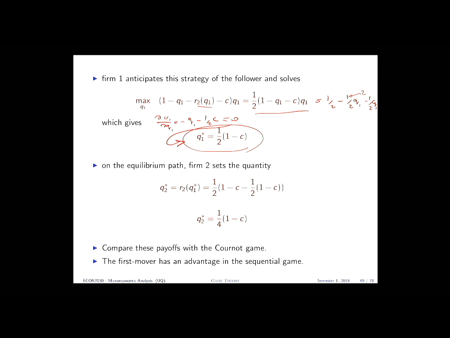Once we get the best response of firm 1, we substitute it into the best response function of firm 2 and get the best response of firm 2. So we simply substitute Q1 into that, and then we get Q2.